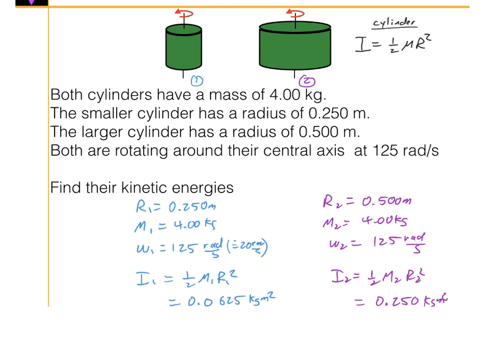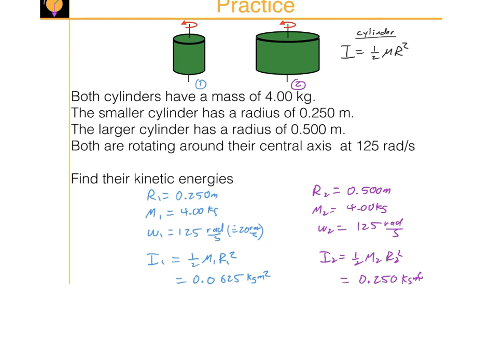kilograms meters squared. So now I can calculate their final kinetic energies for each of them. The kinetic energy for 1 is 1/2 I omega 1 squared, and I get 488 joules approximately, and K2 is 1/2 I2 omega 2 squared, and I get about 4 times more. So if these two cylinders have the same mass and they're both rotating at the same speed, this one has more kinetic energy because it was harder to get it going, because some of the mass is further away than the other one.